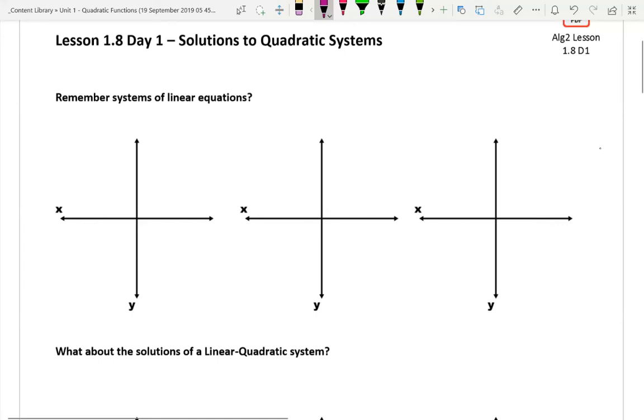All right, so here we are. This is lesson 1.8, day 1, solutions to quadratic systems.